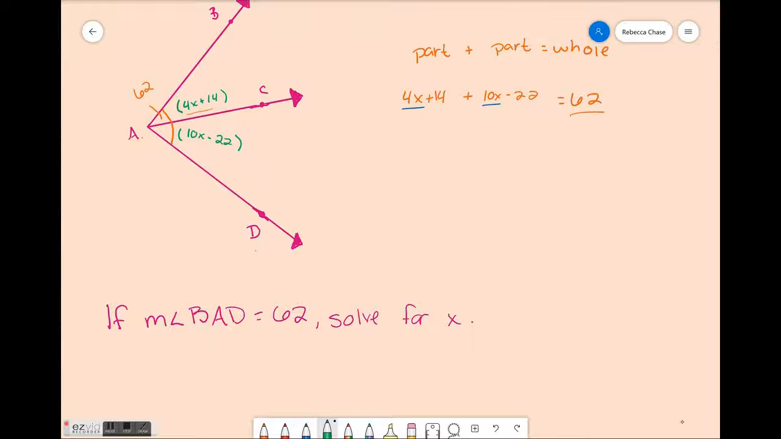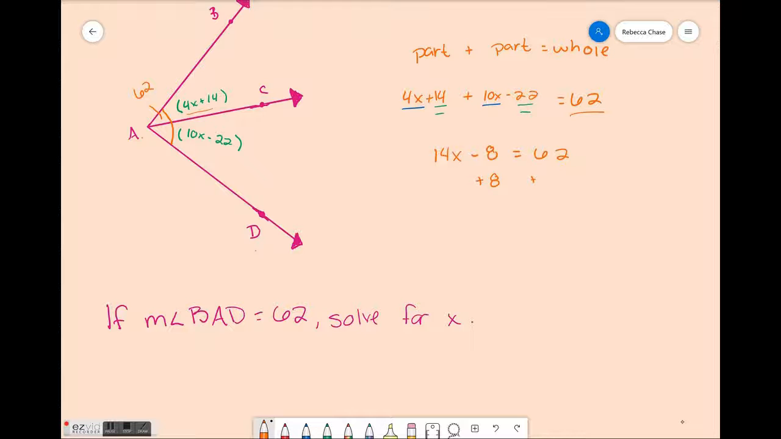So we're going to combine our like terms. We've got our x's, we've got our constants. So 4x plus 10x, that's going to give me 14x. Be careful with that negative there. So instead of doing 14 plus 22, it's going to be 14 minus 22, which is going to give me a negative 8. We've still got that 62 over there on the right side.